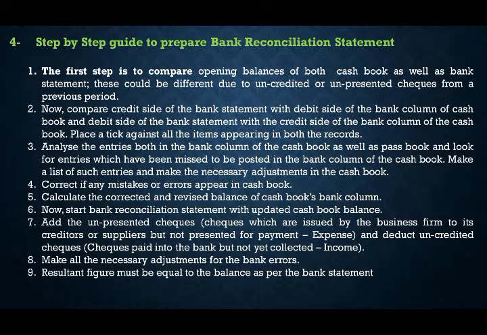Step 3 is to analyze the entries both in the bank column of the cash book as well as the passbook and look for entries which have been missed in the bank column of the cash book. Make a list of such entries, just write it down, and you can make the necessary adjustments in the cash book. You can check for any mistakes, errors, omissions in the cash book. Step 5 is to calculate the corrected balance and revise the balance of the cash book's bank column. Now you are ready to perform your bank reconciliation, after you have updated your cash book balance.